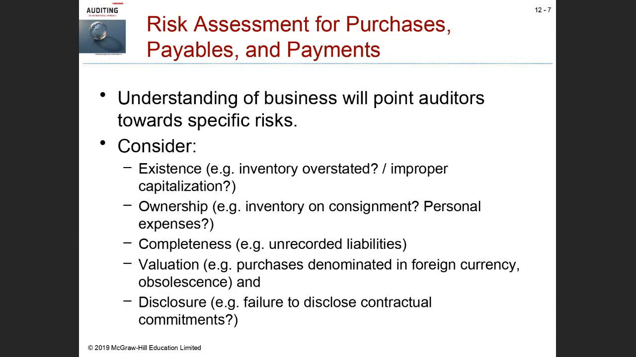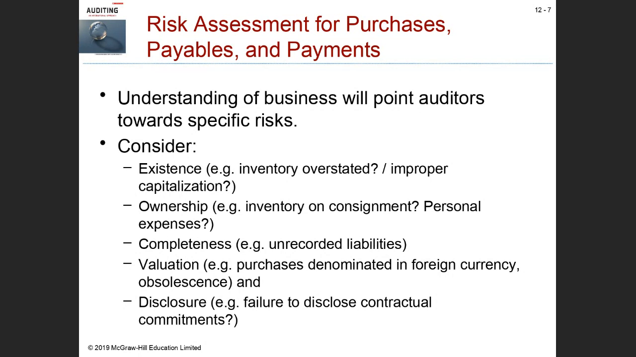Completeness of liabilities, we've already talked about, and again, we'll come back to that a bit later in the chapter. Valuation can be an issue in this particular cycle. So do we have internal controls to address valuation risks? One of the major valuation risks is obsolescence, especially obsolescence of inventory. Do we have inventory recorded in our balance sheet that we can't sell?